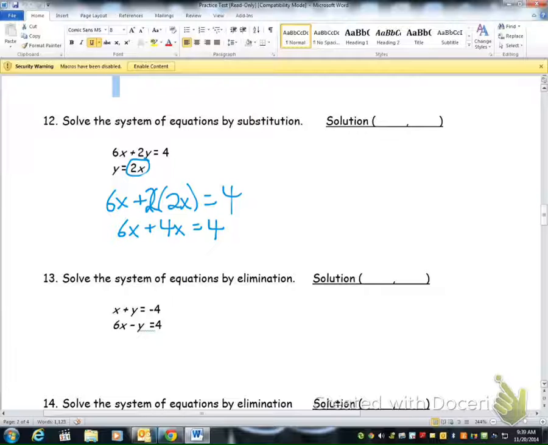And then we combine our like terms. 6 and 4 gives us 10x equals 4. Did I plug in the right thing? All right, and then divide by 10. Hang on. Did I make a mistake somewhere? My math's coming out funny.